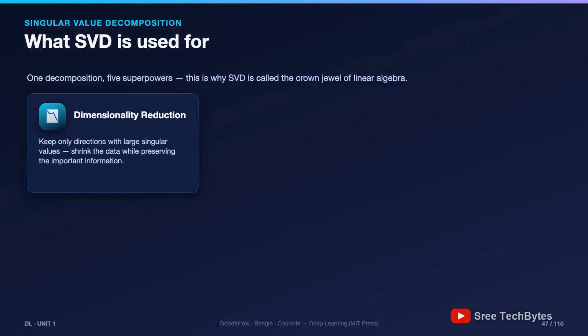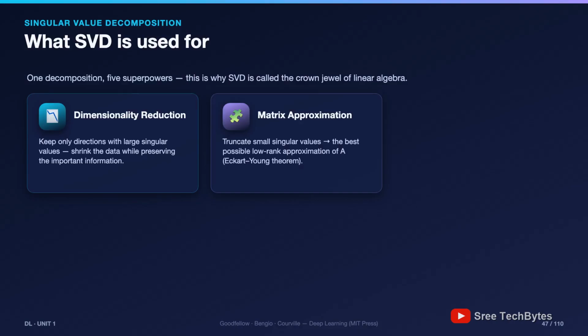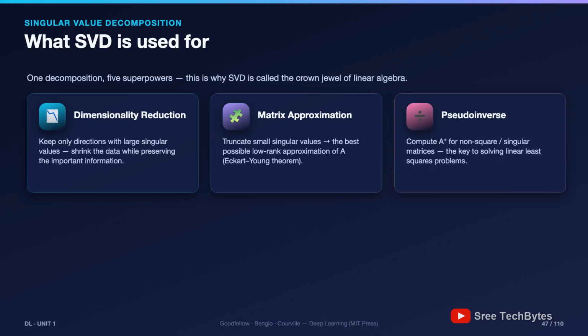Here's the highlight reel: SVD's 6 superpowers. One, dimensionality reduction: keep only the directions with large singular values and the data shrinks while keeping its important structure. Two, matrix approximation: truncating small singular values gives the best possible low-rank approximation. That's a theorem, not a hope. Three, the pseudo-inverse: an inverse for matrices that technically don't have one. Keep that in your pocket for least squares at the end of this unit.